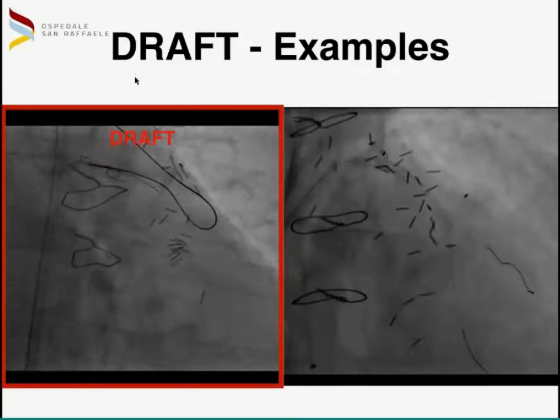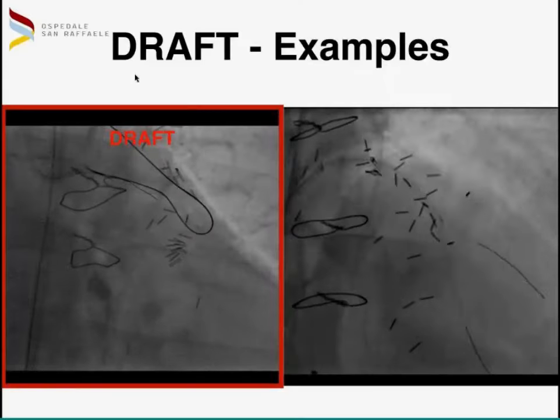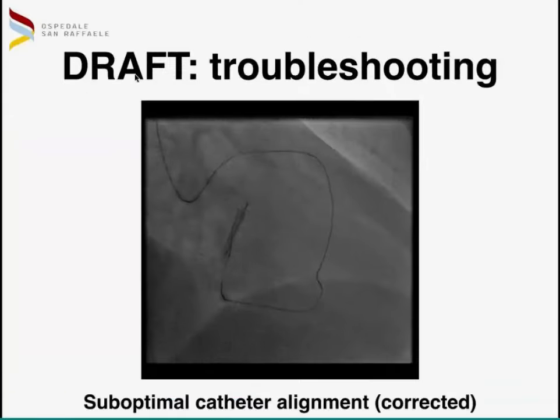Mauro, can I ask, there are some questions that have come up. One question is, is there any particular wire that you use for forming your knuckle? Is it just any standard wire or any preference for using a retrograde wire?